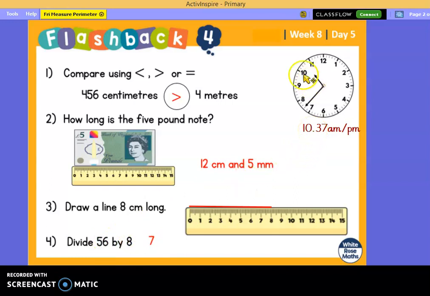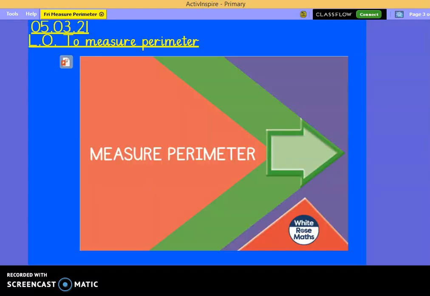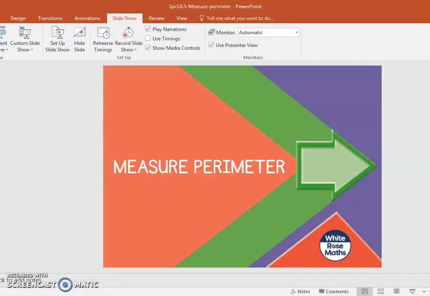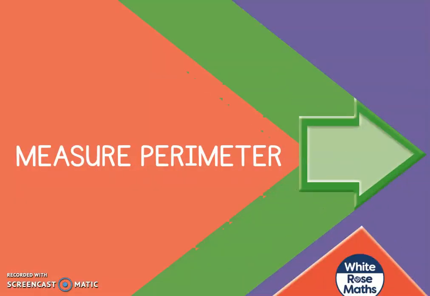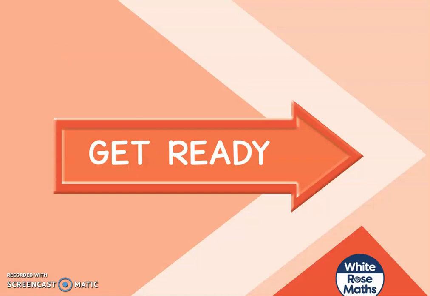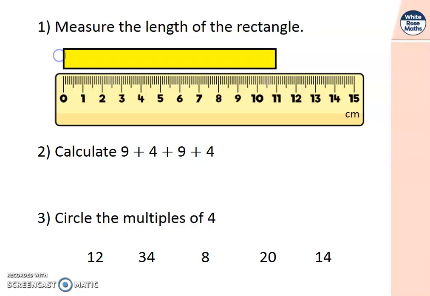And the time on the clock is gone past 10. There's 35 minutes, 36, 37. So it's 10:37. Well done if you got that correct. So today in our learning we're going to be measuring perimeter. Let's get ready with some warm-up questions.